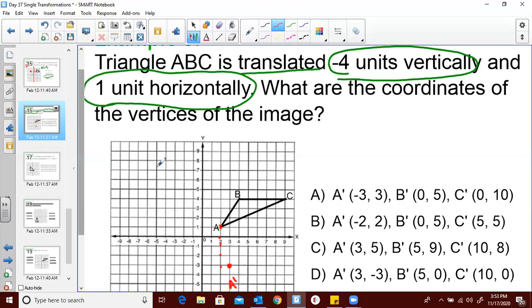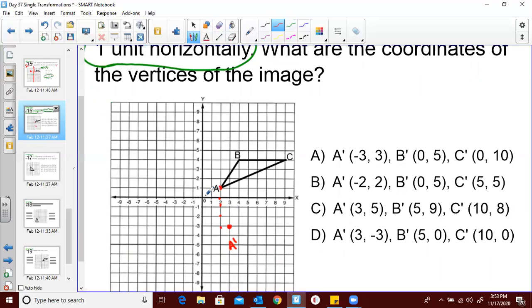Well, we want to check where our point is. What is it? So remember, start at the origin, and we go 1, 2, 3. So my A prime is going to be 3 something. 1, 2, 3, -3. Well, can't be A, can't be B, can't be C. Looks like it's definitely going to be D.